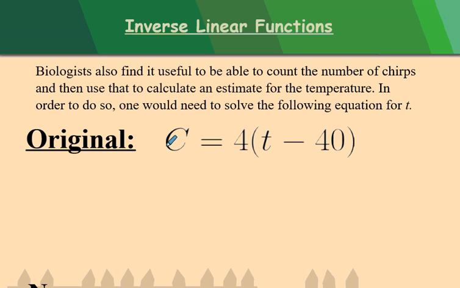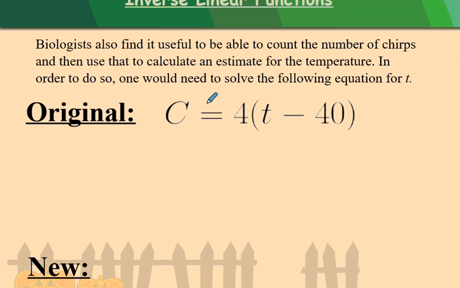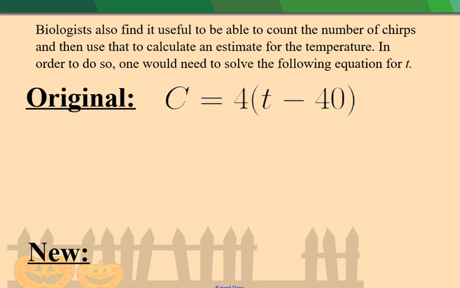Well, how would I do that? I need to convert this equation that's solved for C and actually solve it for T. Then I have an equation where I supply a chirp rate and it would output for me a temperature. So how am I going to do that? There's a few things. I could divide by 4 first. I could distribute the 4 and then solve. It doesn't matter. Most of the time when we've been solving, we've distributed first, so might as well do that.